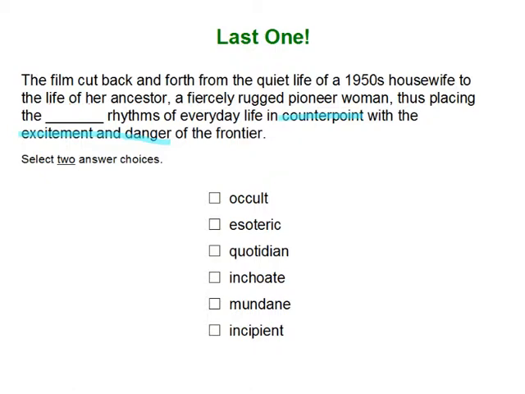So what's the opposite of excitement and danger? Well, how about boring or just everyday? I like recycling everyday here, thus placing the everyday rhythms of everyday life, or the boring rhythms of everyday life, in counterpoint to the excitement and danger of the frontier. And the two words we have here that most nearly mean boring or everyday are quotidian and mundane.